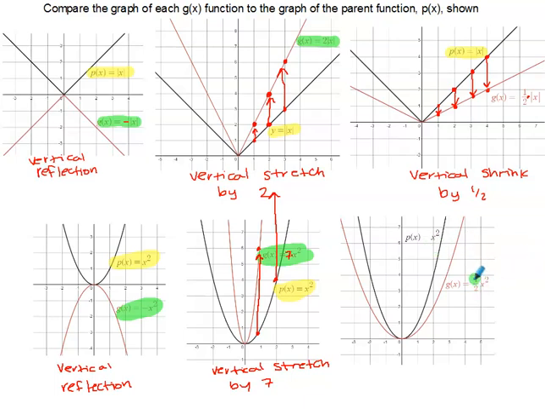Lastly, I'm multiplying by 1/2. My parent function is x squared. So I take the original x squared function and I multiply every y value by 1/2. This y value was 4 and now it is 2. This y value was 1 and now it's 1/2. So on and so forth for the whole graph. So that red graph is now flattened out, a little bit wider, a little bit flatter than it was before. So this is a vertical shrink by 1/2.